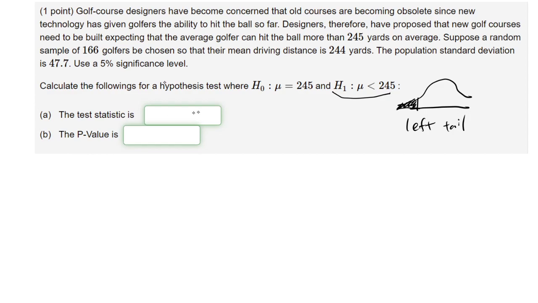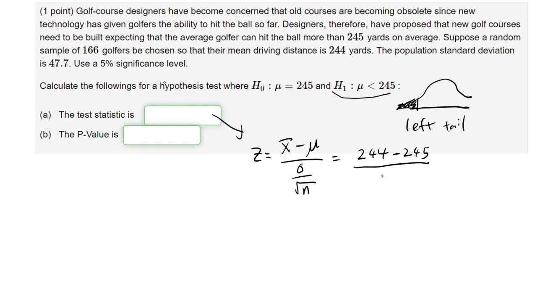Okay, so this test statistic is the z-score. You need to get z equals the mean value of the sample minus the population mean, divided by sigma over the square root of the sample size, right? In our case, this is 244 minus 245, divided by 47.7 divided by the square root of 166.